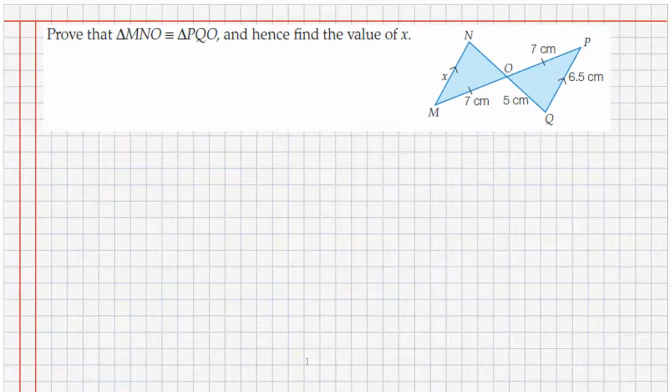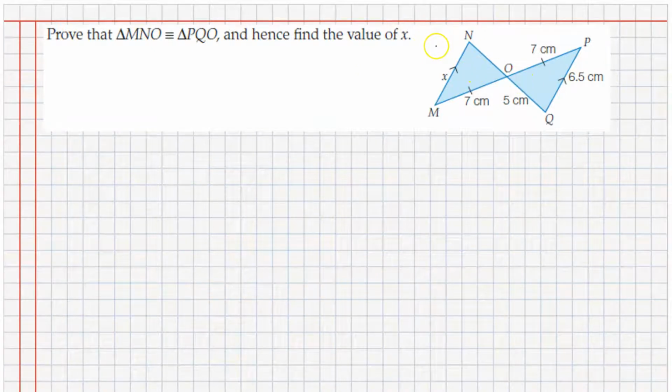In this video, I'm going to show you how to solve two geometric problems using the congruency proofs that we looked at in the last two videos. Looking at this first problem, it says prove that triangle MNO is congruent with triangle PQO, and hence find the value of x. So find this unknown. First thing, look at the cursor. Triangle MNO, this triangle on the left here, and then triangle PQO, the triangle on the right. The question has told us that they're congruent and we first have to prove it. After that, we can find the value of x.